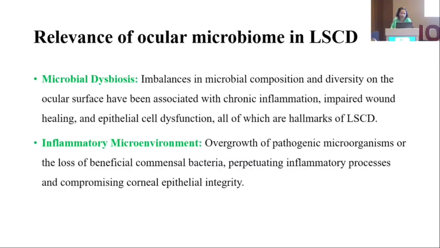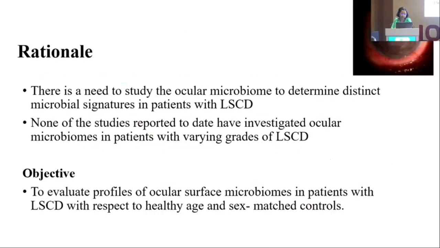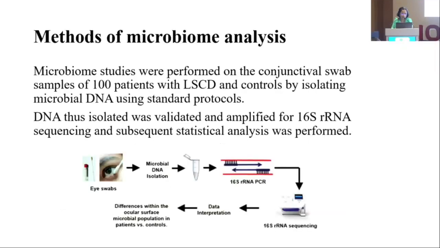To understand the imbalance in the microbial composition and its diversity, which may be hallmarks of limbal stem cell deficiency and may lead to poor wound healing and epithelial cell dysfunction, we undertook a study where we evaluated profiles of ocular surface microbiomes in patients with limbal stem cell deficiency and compared them to healthy controls. The sample was taken from the inferior conjunctival fornix. DNA was isolated.